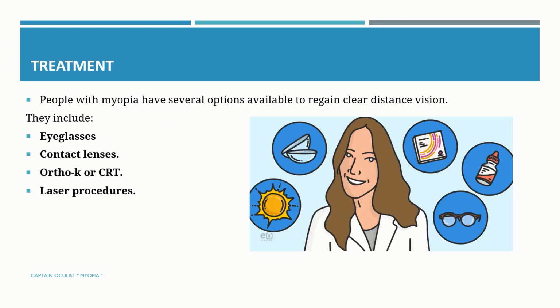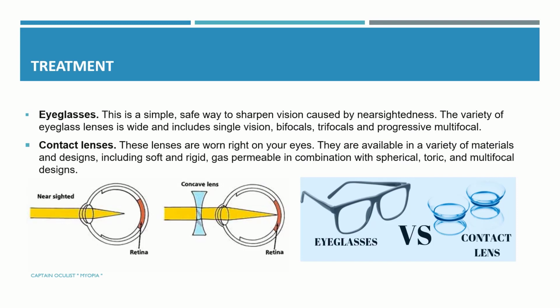Let's talk about the treatment. People who are myopic have some ways to be treated. First of all, the most common is the use of eyeglasses. Second is contact lenses. Then we have new advancements: ortho-K lenses and laser procedures. So let's discuss eyeglasses.